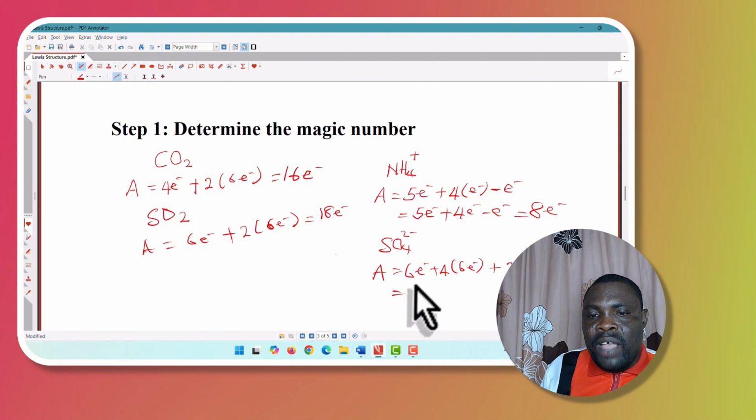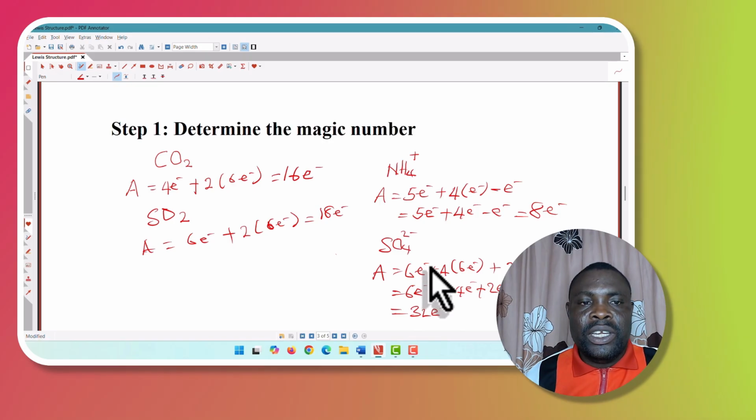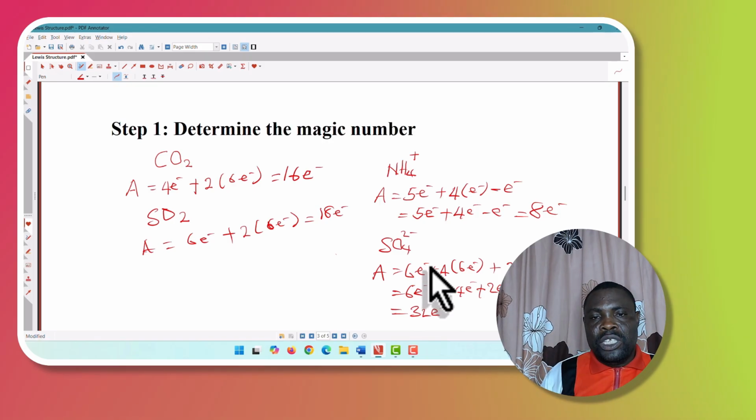So let's calculate. We have 6 electrons plus 24 electrons plus 2 electrons. If we add up, that will give me 32 electrons. Now, this is how to calculate the magic number. So for a neutral species, we just calculate it by looking at the valence electrons.